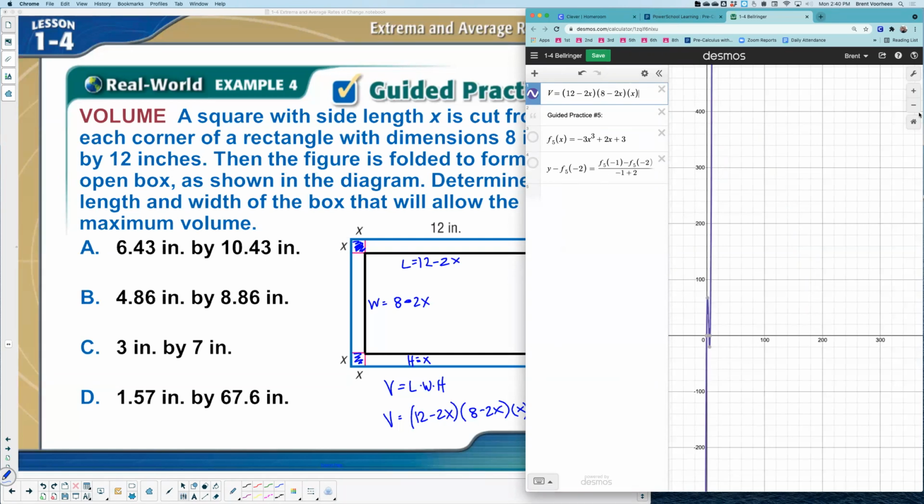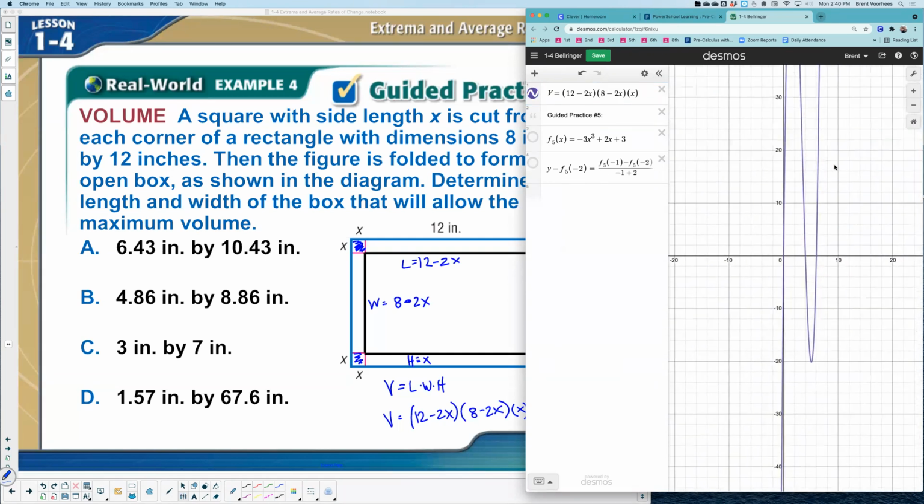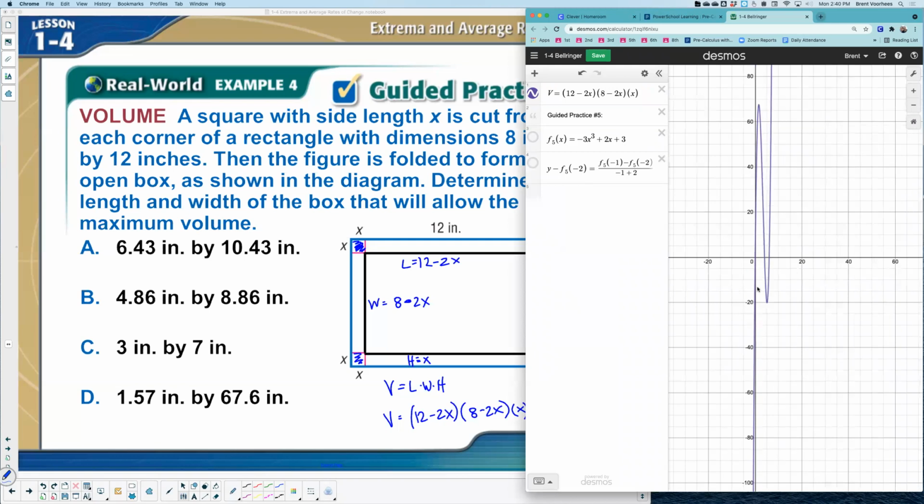So here's our graph. And I want you to think in terms of real world. This is a real world problem. Is it possible to have negative volume? No. So first off, is it possible to cut a negative part of the box out?